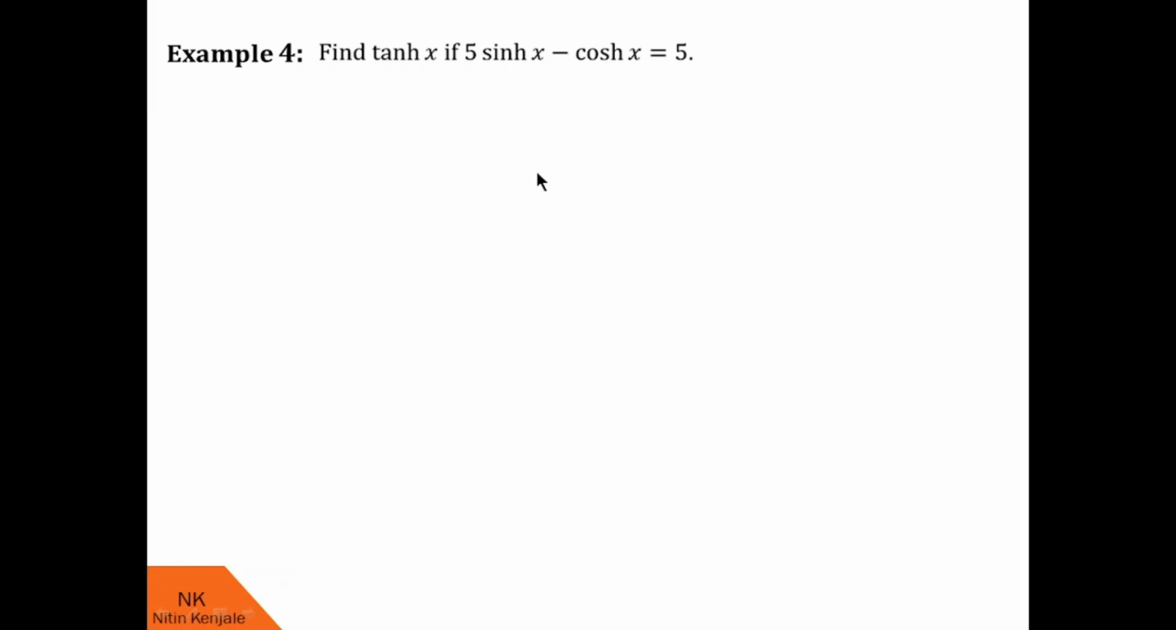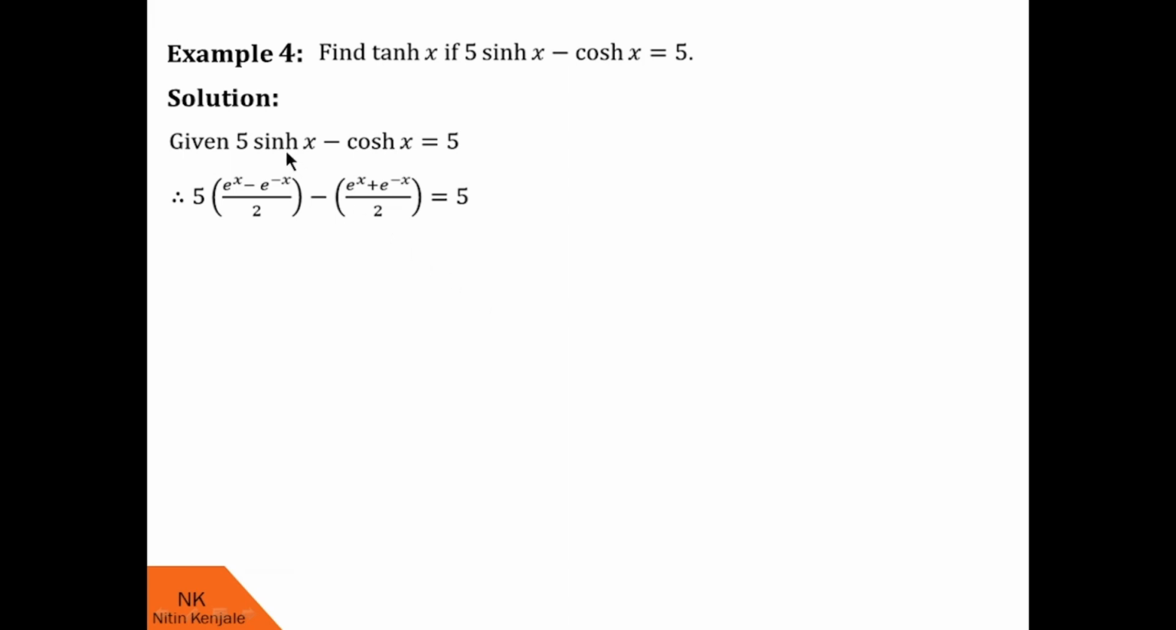Now let us go ahead with the solution. In the solution, we first solve this equation for the value of x. Then we can substitute that value of x over here to find tanh x. So here the given equation is 5 sinh x minus cosh x is equal to 5. Let us substitute the exponential forms of sinh x and cosh x in this equation.